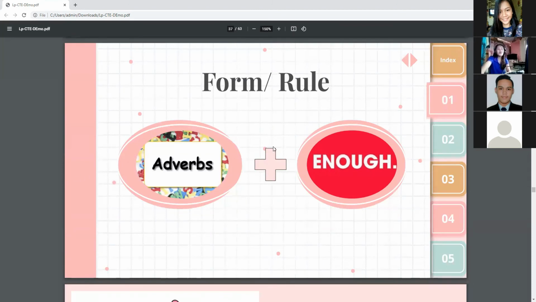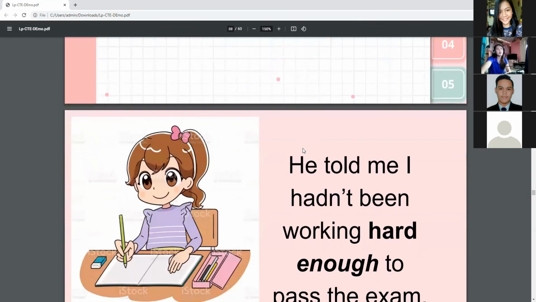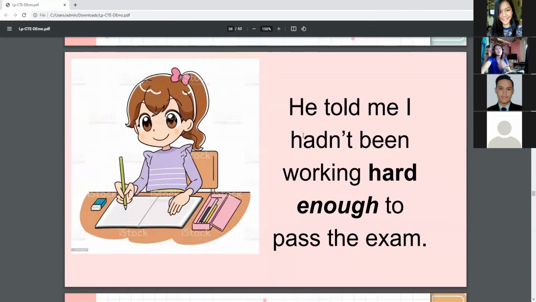The next rule is adverb plus enough. So the adverb comes first before enough. Okay, let's look at this example. He told me I hadn't been working hard enough to pass the exam. So the adverb here is hard. Maybe you are thinking that hard is also an adjective, right?